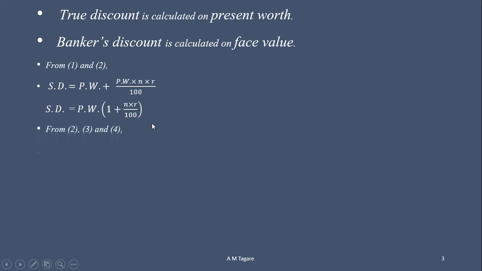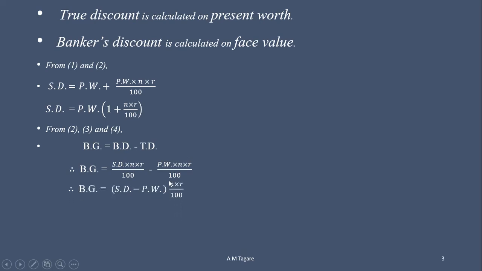Now from previous second, third and fourth formula, we have banker's gain is equal to BD minus TD. Now we substitute values of BD and TD. Here banker's discount is sum due into N into R upon 100 minus true discount is equal to PW into NR upon 100. Now this value NR upon 100, we take common from these two terms and we get NR upon 100 and the remaining terms in bracket SD minus PW. Here SD minus PW into NR upon 100.